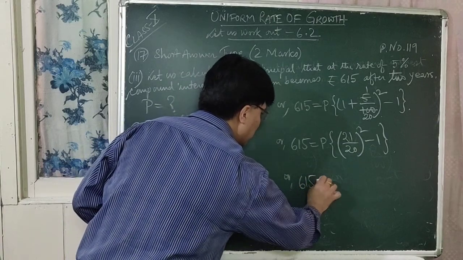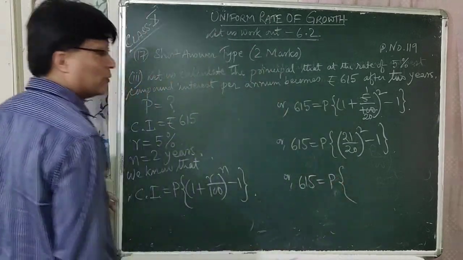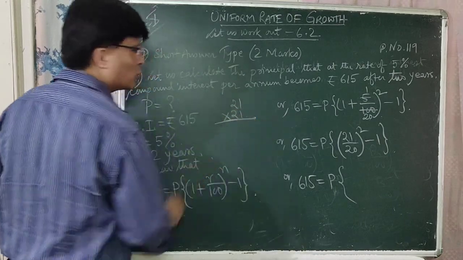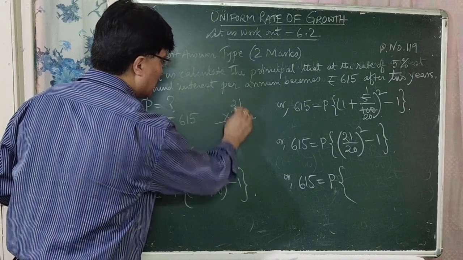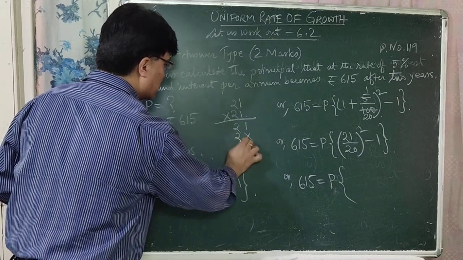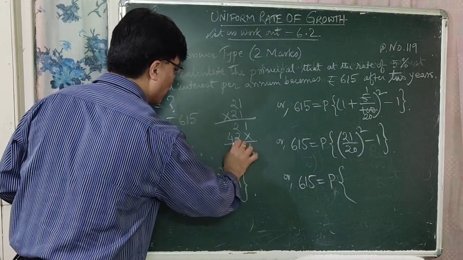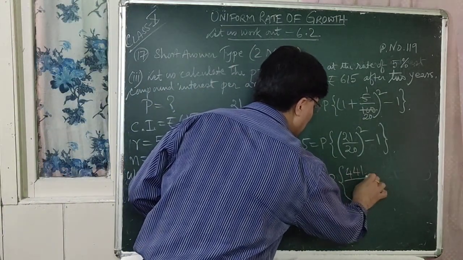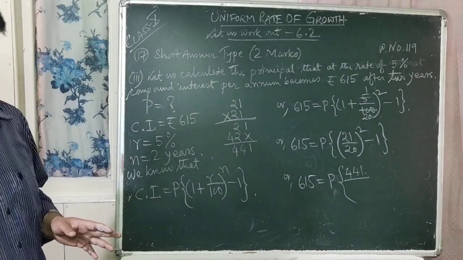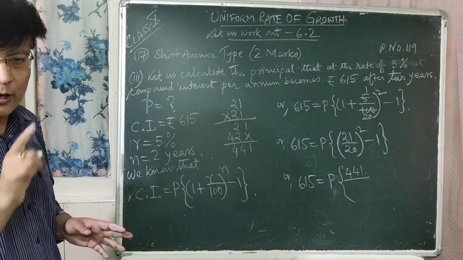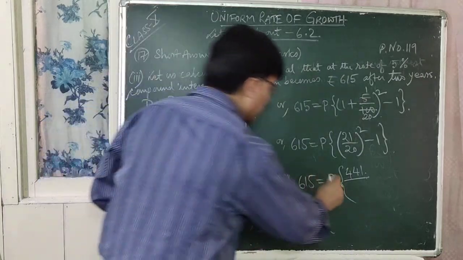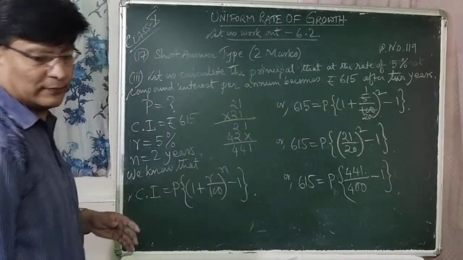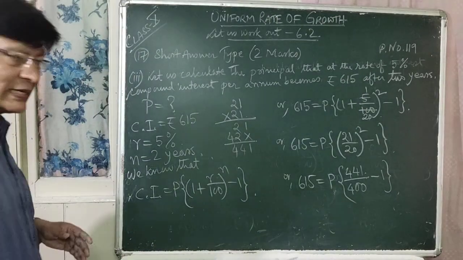So 615 is equal to P within second bracket. What is 21 whole square? That is 21 multiplied twice. 1 ones are 1, 1 twos are 2, 2 ones are 2, 2 twos are 4. 1, 4, 4. Right? This is 441. So this is 441 divided by, what is 20 whole square? 20 into 20. That is 2 twos are 4. How many zeros are there? 2 zeros. So you have to write 2 zeros after 4. That means it is 400. Then minus 1. Is that clear now?